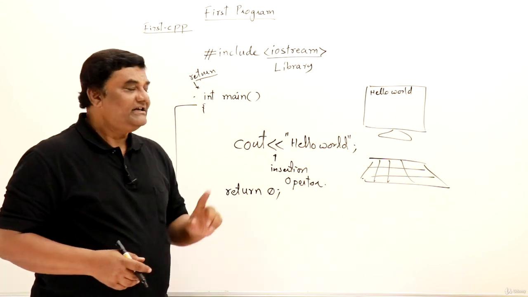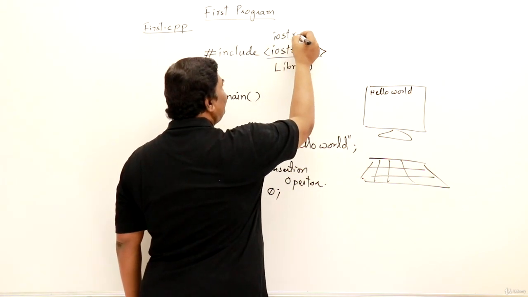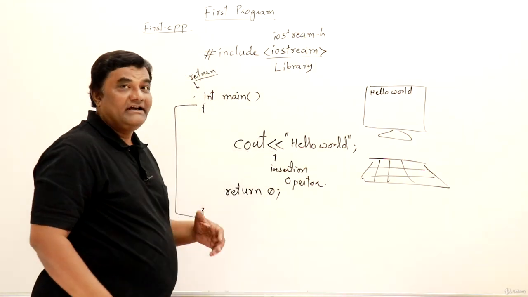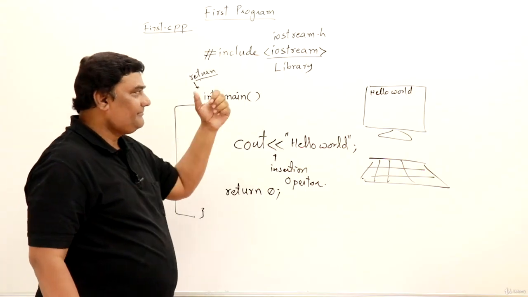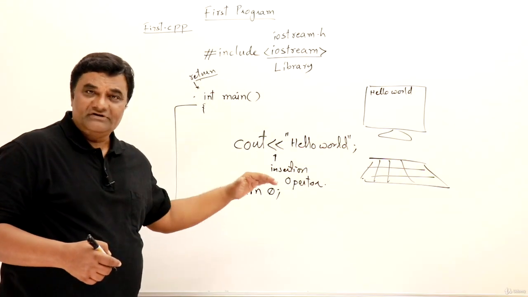In some compilers, you may even have to write iostream.h. If this doesn't work in your compiler, then you write iostream.h, or else just iostream. Now I will remove these things and I'll explain a few more things about this.